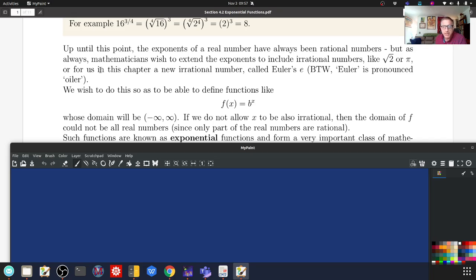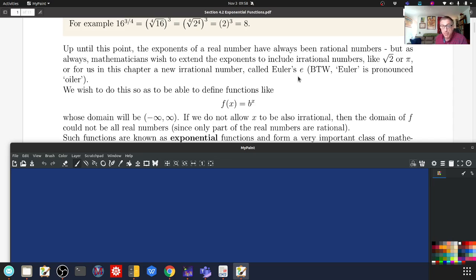It's called, here's the name, it's a very famous French mathematician. I mispronounced it my entire life until I started taking graduate classes where I finally heard the right pronunciation. It's not Euler, but Euler. Euler's e. And that's going to be a brand new irrational number for us.